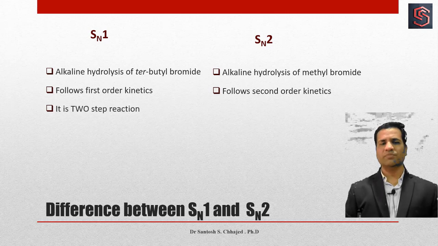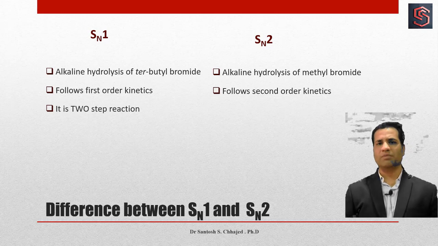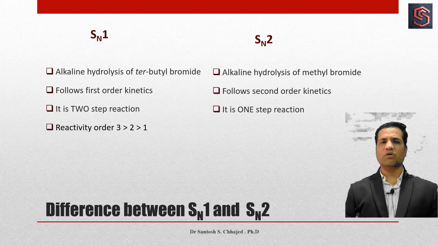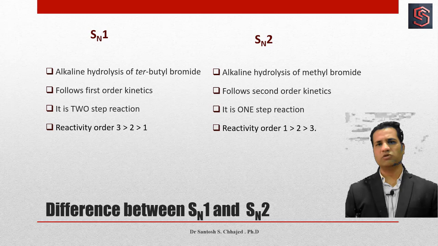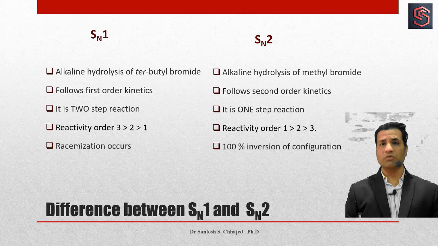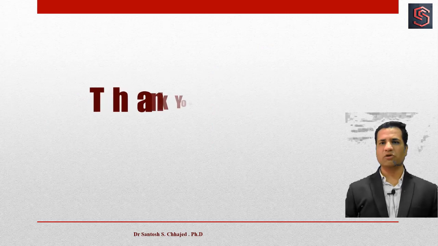SN1 is a 2-step reaction. The first step involves the formation of a carbocation, and in the second step, a nucleophile attacks the carbocation. When we see the SN2 reaction, it is a single step mechanism in which alkyl halide gets converted to the corresponding alcohol in one step. Regarding the reactivity order of alkyl halides, tertiary alkyl halide will give SN1 faster than secondary and primary. In the case of SN2, tertiary alkyl halide will produce alcohol by the SN2 mechanism in the slowest manner. As far as stereochemistry is concerned, SN1 involves racemization, whereas SN2 involves 100% inversion of configuration. So this is all about the mechanism, stereochemistry and rate of reaction or kinetics of an SN2 reaction.